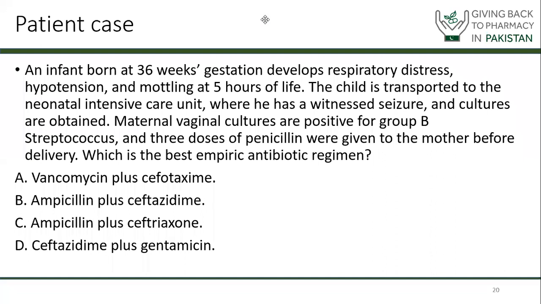Now, option D, ceftazidime plus gentamicin. Both of these give gram-negative coverage. We have to give coverage for GBS and Listeria monocytogenes, which will be covered by ampicillin. So that's why, out of the four, option B is correct.